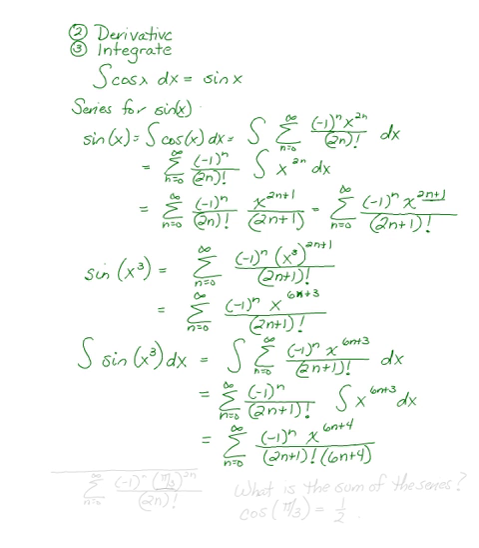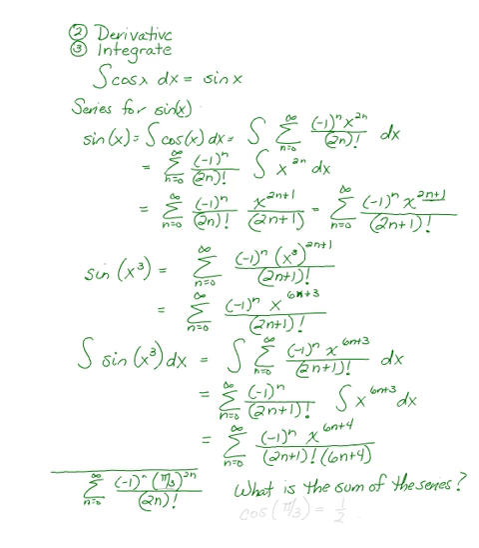One last thought about series is that I've worked from the function to the series, but you could do this backwards. Say I'm given a series, n going from 0 to infinity, negative 1 to the n, pi over 3 to the 2n over 2n factorial, and I want to know what is the sum of that series.